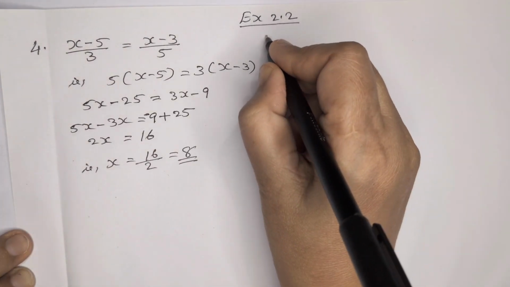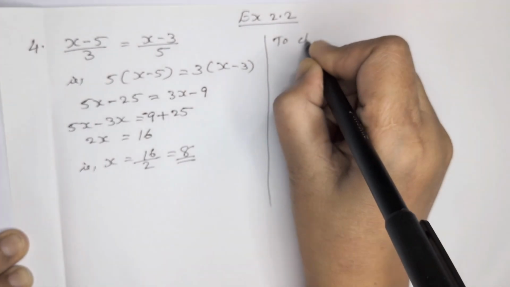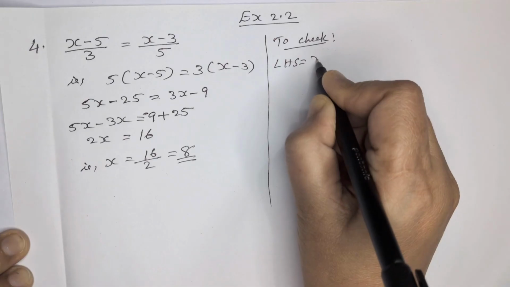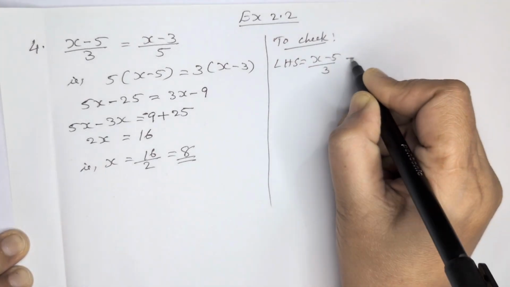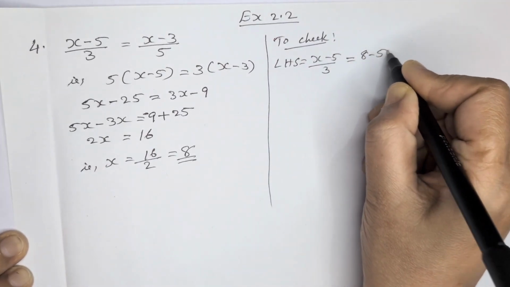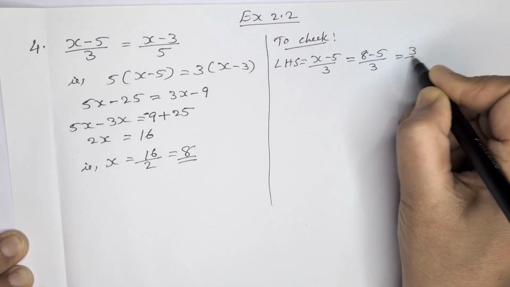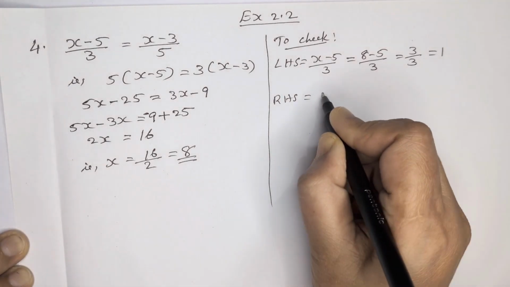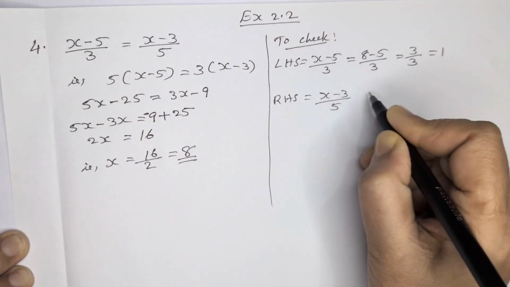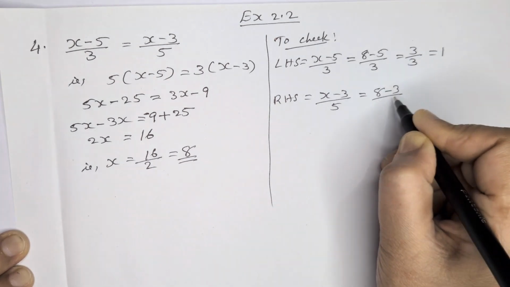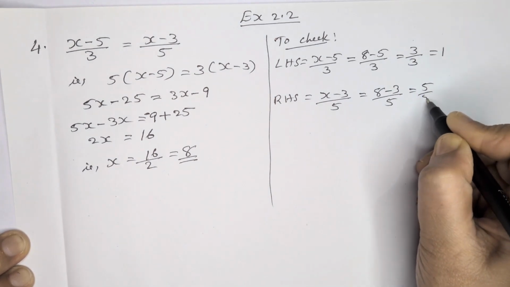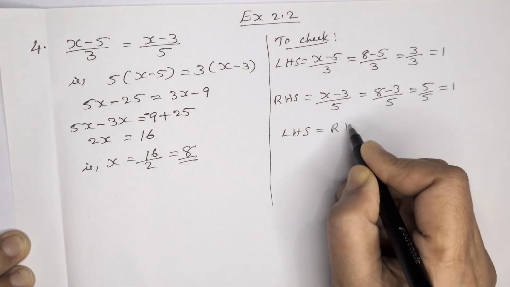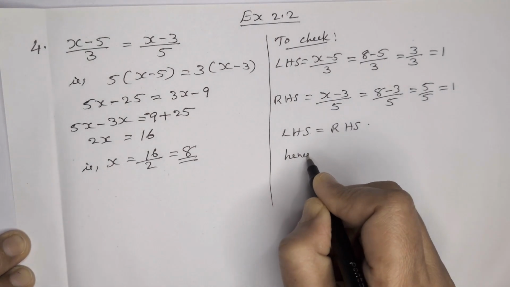Now to check. LHS is equal to x minus 5 by 3. That means x is 8. 8 minus 5 by 3 is equal to 3 by 3 is equal to 1. RHS: x minus 3 by 5. x is 8. 8 minus 3 by 5, that is 5 by 5 is equal to 1. That means LHS is equal to RHS. Hence verified.